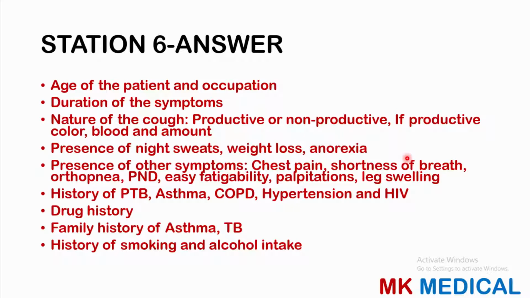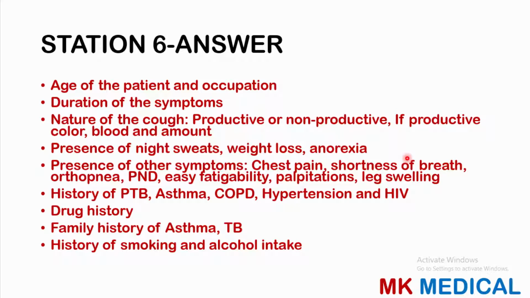You should also ask for a history of pulmonary tuberculosis, a history of asthma, a history of chronic obstructive pulmonary disorders, hypertension, as well as HIV. Ask for a drug history because they could be reacting to certain drugs and certain medications, a family history of asthma, as well as a family history of TB. You should also ask for a TB contact, especially in the past 2 years. Then, of course, a history of smoking and alcohol intake. With smoking, it should be the type of cigarettes they smoke or the type of drugs that they smoke and the frequency.